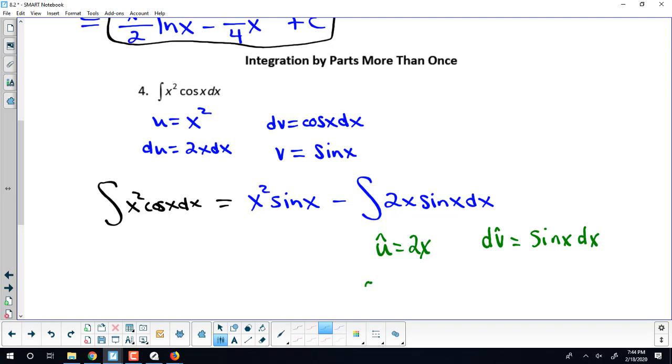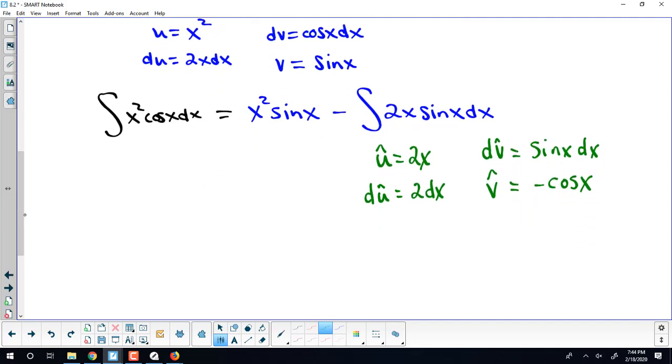Okay, derivative here now. Derivative is 2 dx. And the antiderivative of dv gives us v equals minus cosine x. Sorry, v hat. Call it a and b if you want. Okay, so the x squared sine x, totally fine, we're leaving that alone.